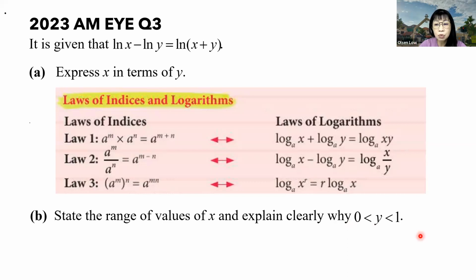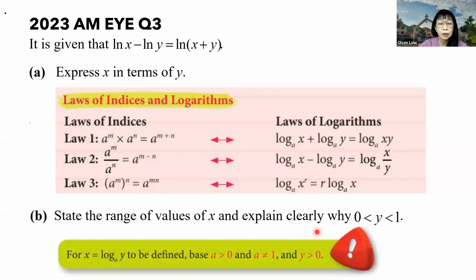In order for us to do this, we will need to know this condition. This is something very fundamental, which a lot of students actually overlooked and did not pay attention to. For a log function to be defined, there are 3 conditions. Basically, a has to be greater than 0 and a cannot be 1. Here, a refers to the base of the log function.